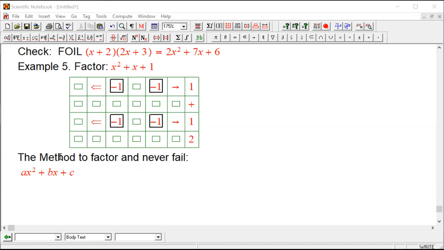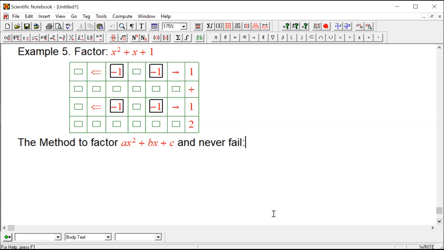Okay, this method never fails. The method to factor a trinomial, to factor this piece, and it never fails. I think you're ready to know it, right? Are you ready to know it? All right, I'm going to reveal this method to you. Okay, this method is as follows.